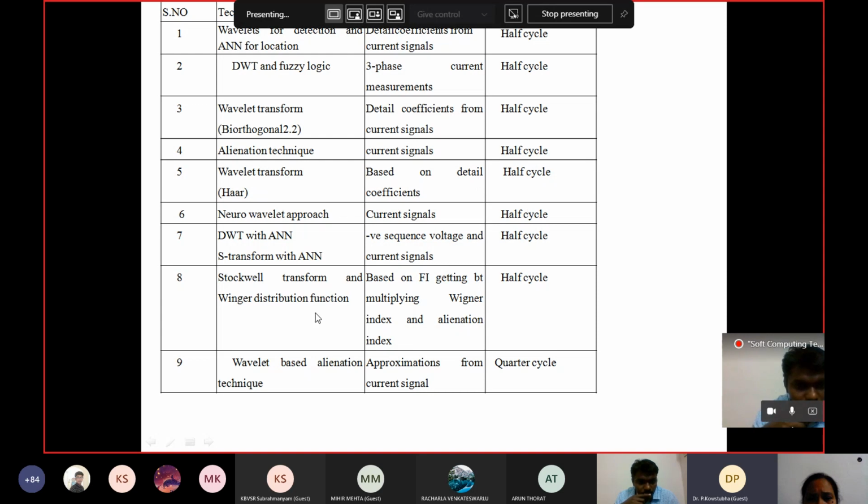But here, in the wavelet based annihilation technique, by using these current signals, decomposing them and getting the approximations, and plotting the annihilation of those approximations, we can easily detect the fault and islanding condition within the quarter cycle itself.